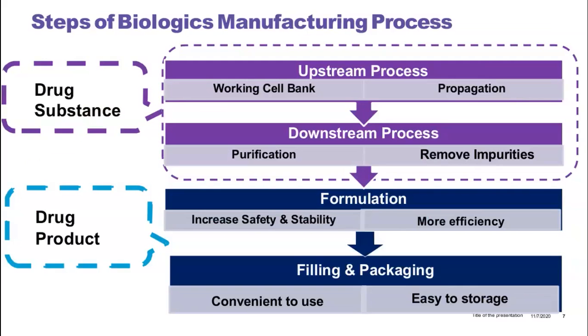The manufacturing team again has the upstream process and downstream process. In the upstream process, to prepare the drug substance they use the working cell bank for propagation. After that, in the downstream, they purify the product to remove all the impurities. Once all the impurities are removed, it goes for the formulation. This we call the formulated drug substance, or the drug product.